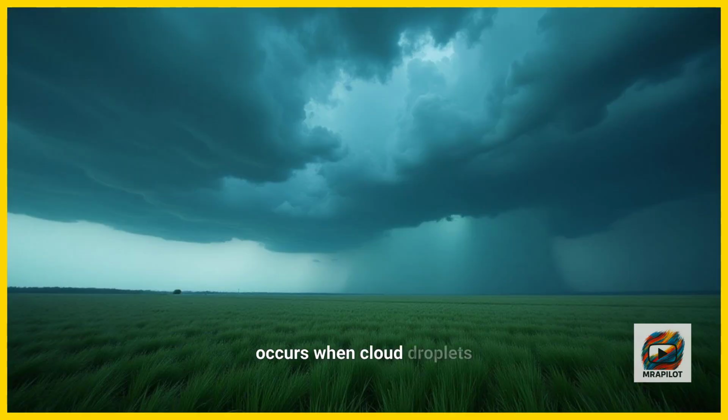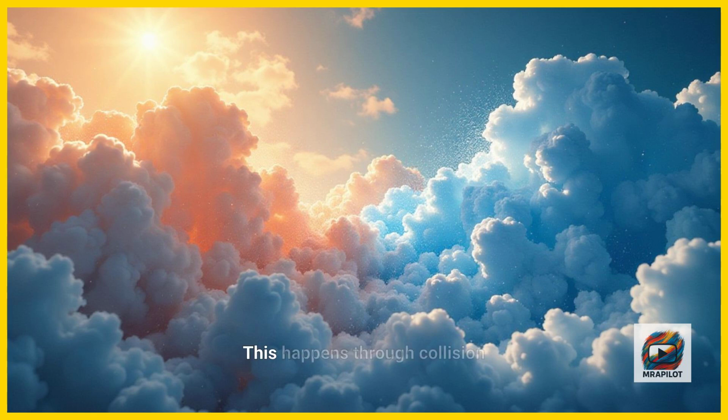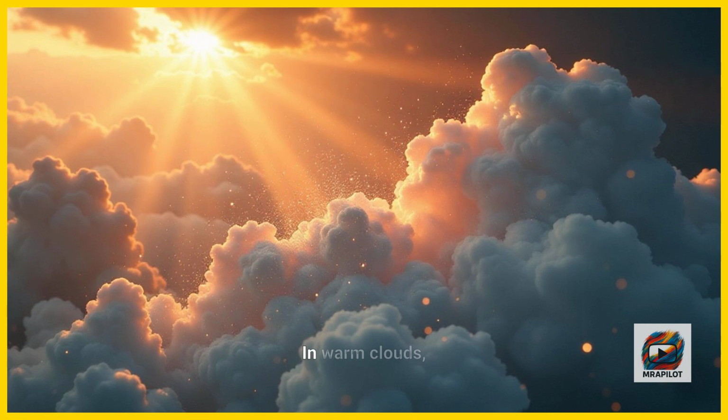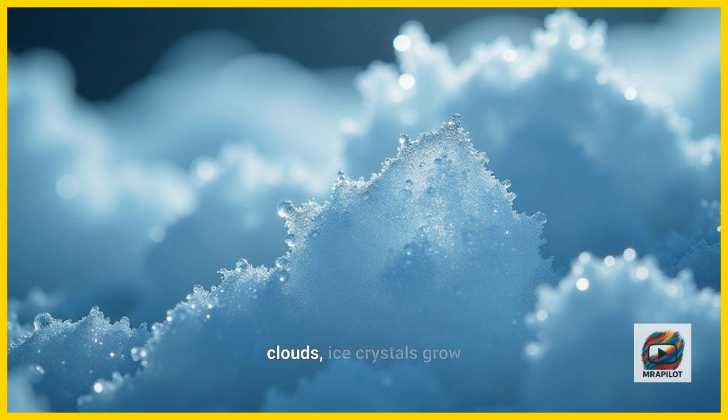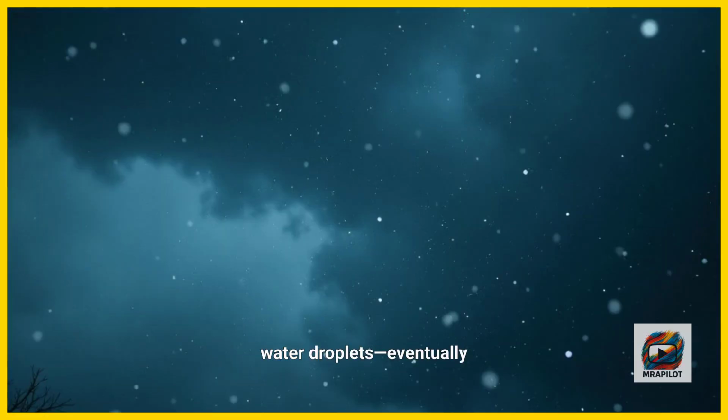Precipitation occurs when cloud droplets or ice crystals grow large enough to fall to the ground. This happens through collision and coalescence or through Bergeron processes in cold clouds. In warm clouds, droplets bump into each other, merge, and become heavy enough to fall. In cold clouds, ice crystals grow at the expense of supercooled water droplets, eventually becoming snowflakes or rain.